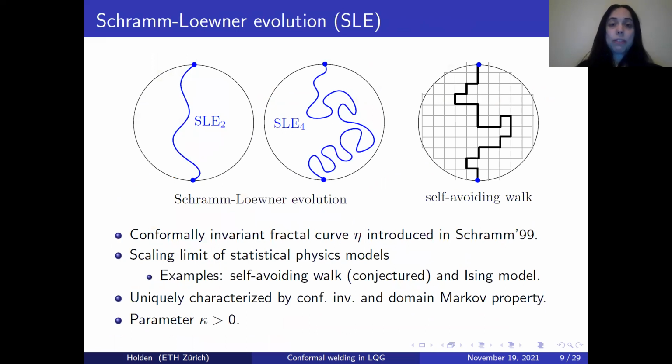Okay, so next I want to give a very brief introduction to SLE. SLE is a conformal invariant fractal curve in the plane, which was introduced by Schramm in 1999. Schramm was introducing SLE as a candidate for the scaling limit of curves in statistical physics models. For example, it is conjectured to describe the scaling limit of the self-avoiding walk.